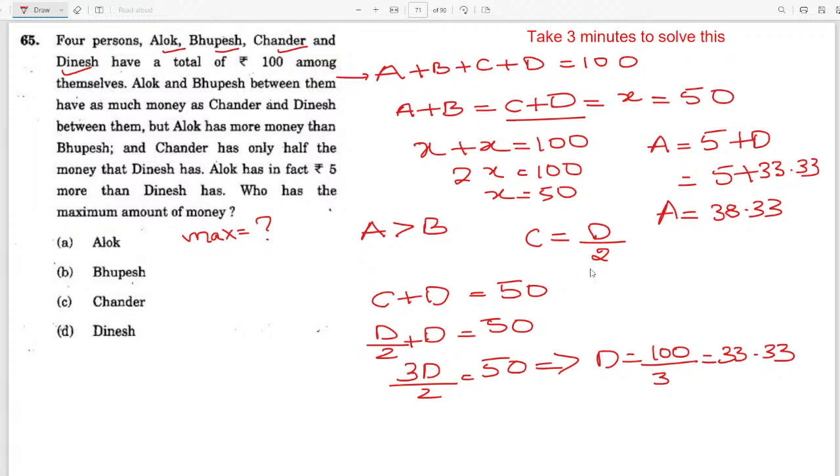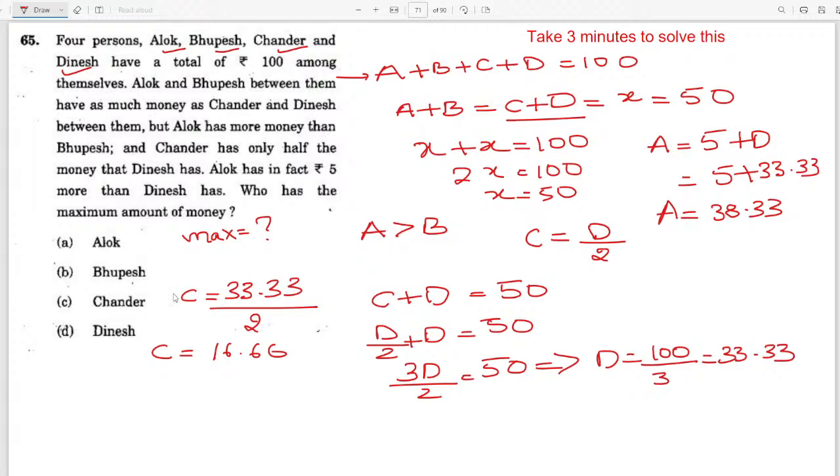And C, Chandar has half the amount that Dinesh has. So C is equal to D, which is 33.33, divided by 2. This is equal to 16.66. So C is equal to 16.66, A is equal to 38.33, D is equal to 33.33, and we need B.